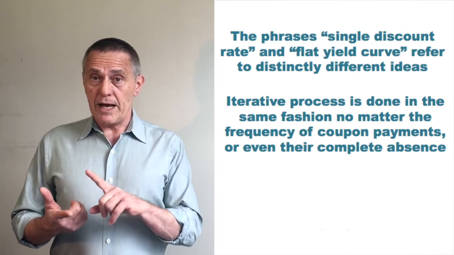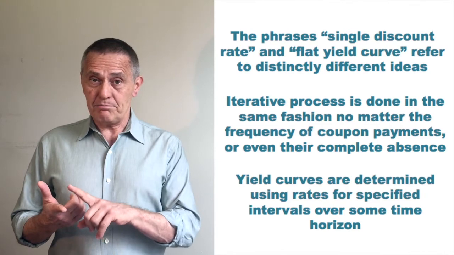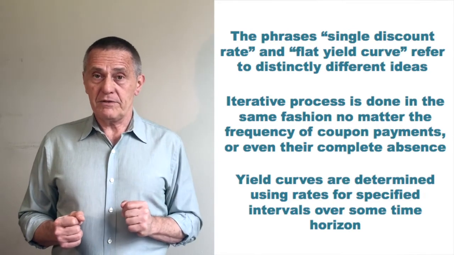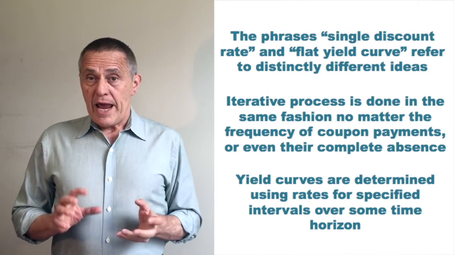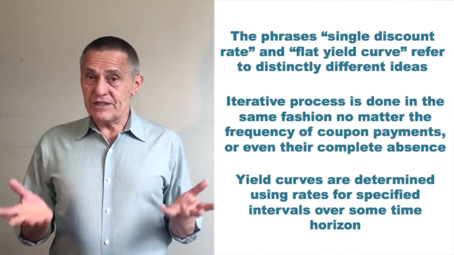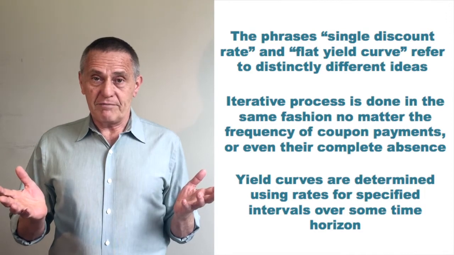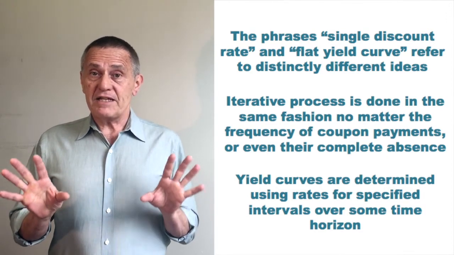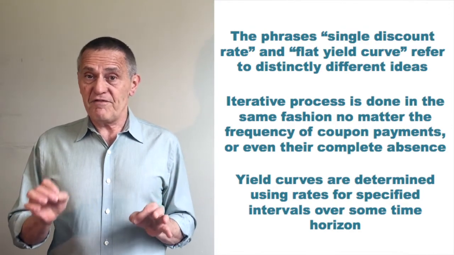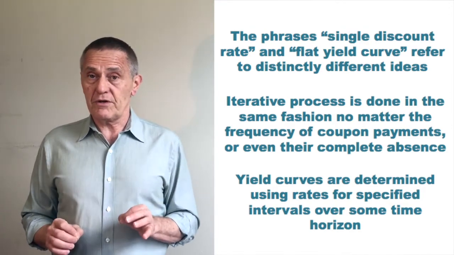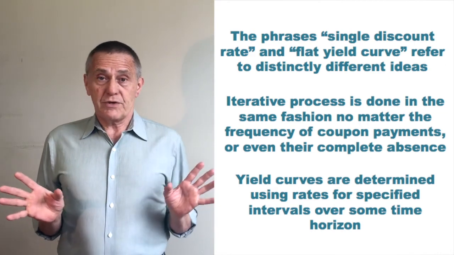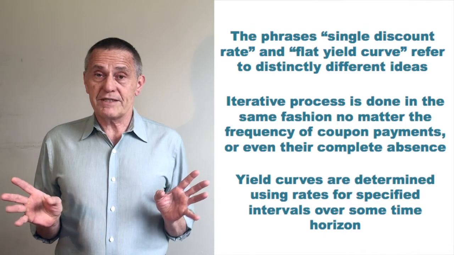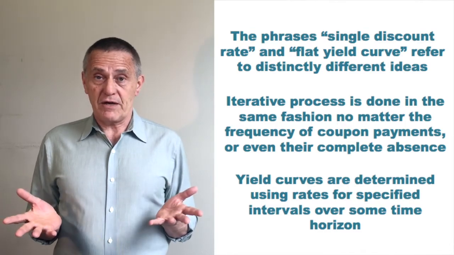Yield curves imply rates at specified periodicities over some length of time, the length of time covered by the yield curve. And while it might seem reasonable to say, well, a single discount rate is the same as a flat yield curve, no. A flat yield curve implies something about the value of rates at every point along the curve. And yield to maturity, again, makes no assumption about the shape of the yield curve or the level of interest rates. It's simply solving for a single discount rate.